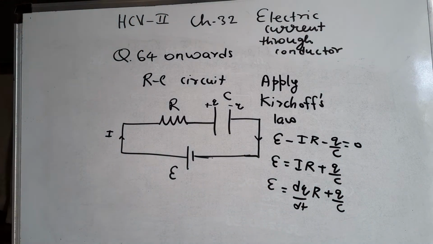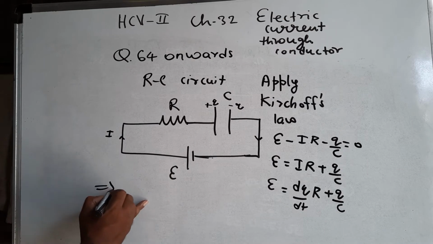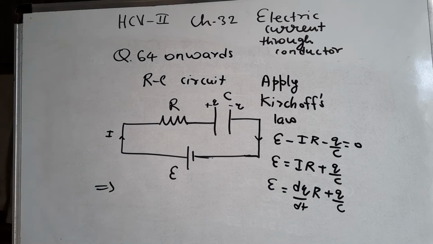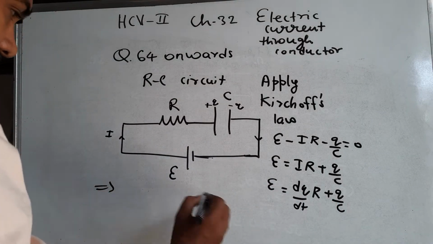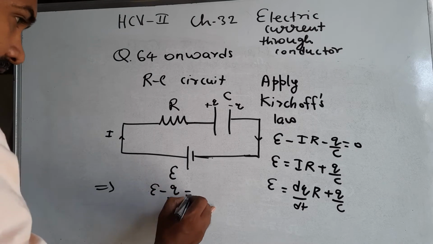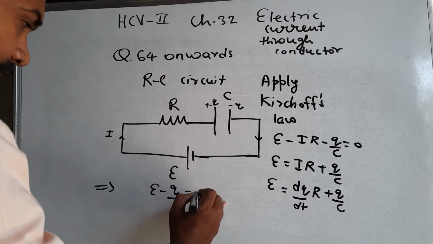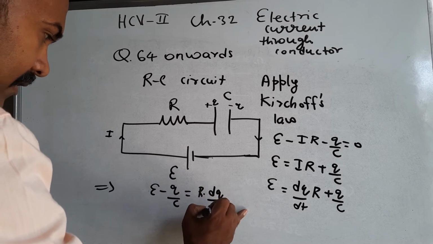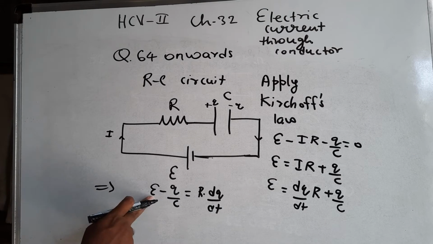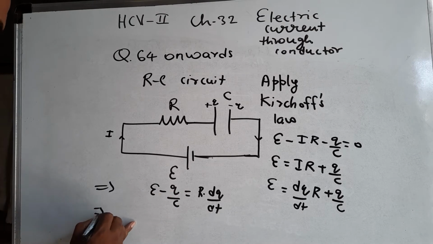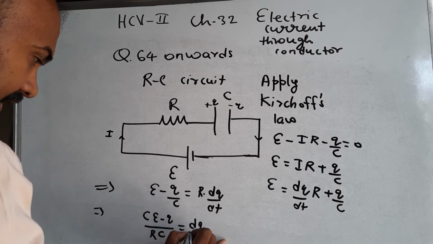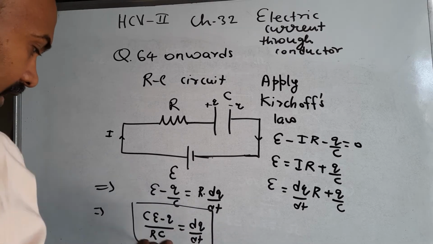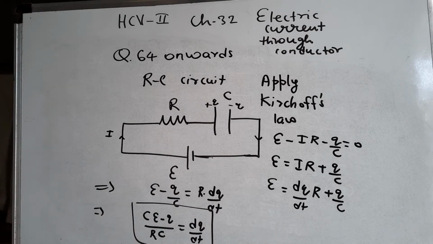So we have got this differential equation, and the solution to this differential equation is not difficult. You can simply separate the variables, take this q by c on the other side. I get E minus q upon c is equal to R into dq by dt, and taking this c cross multiply, it becomes Ce minus q, and cross multiplying R with c becomes RC. So you get dq by dt is equal to Ce minus q divided by RC.